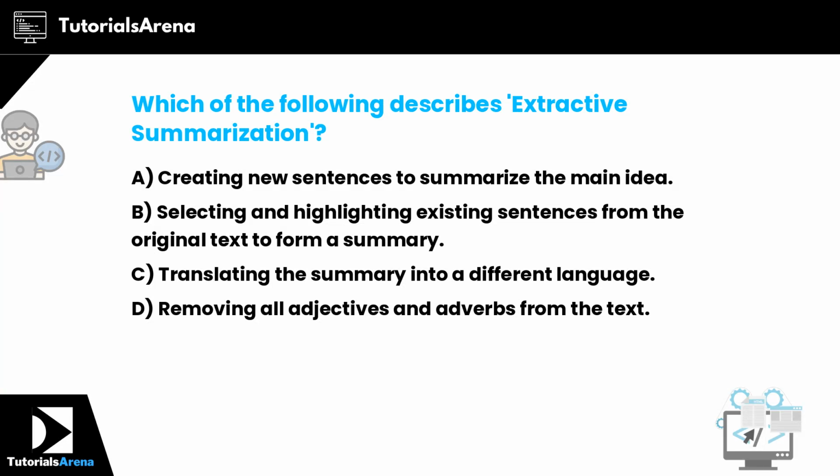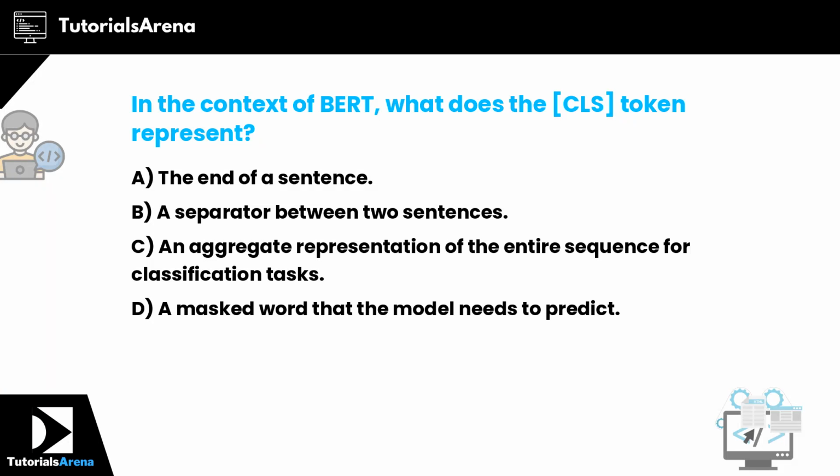Which of the following describes extractive summarization? The correct answer is option B, selecting and highlighting existing sentences from the original text to form a summary. In the context of BERT, what does the CLS token represent? The correct answer is option C, an aggregate representation of the entire sequence for classification tasks.